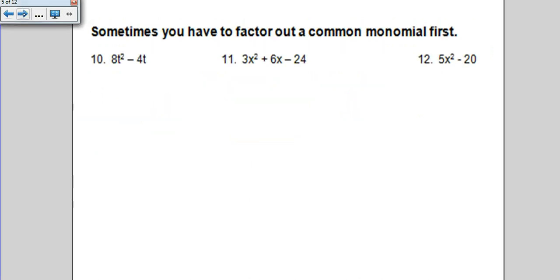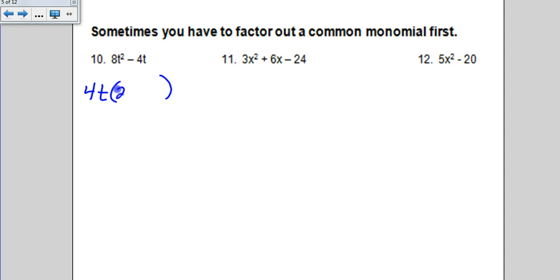All right. Sometimes you're going to have a problem that has a common monomial factor. So when I look at this question, number 10, I think about what is in common between an 8t squared and a 4t. What can they both be divided by? Because you always want to factor out common terms before you start actual factoring. And I noticed they both have a 4 that I can take out, and they both have a t that I could take out.